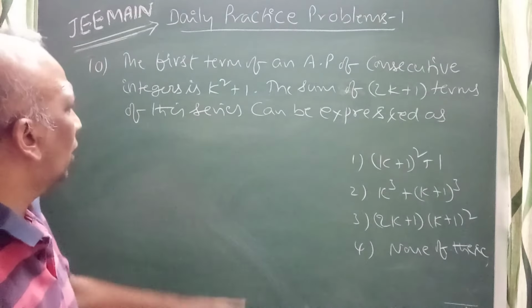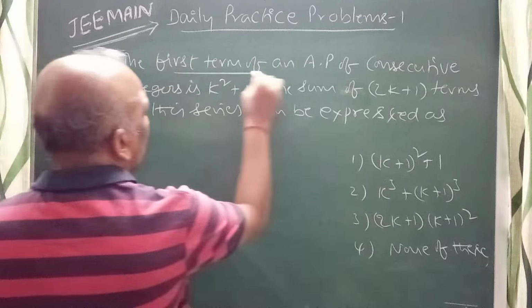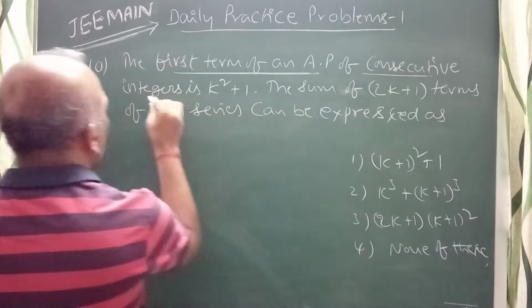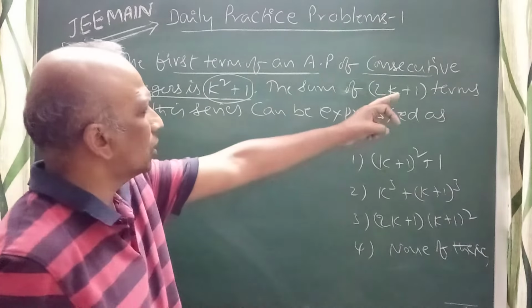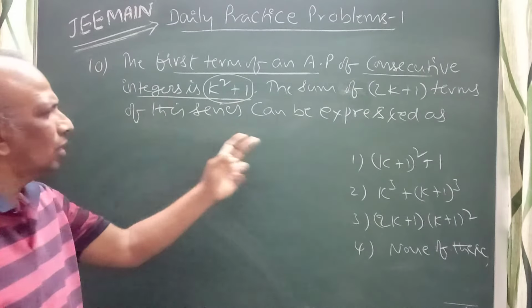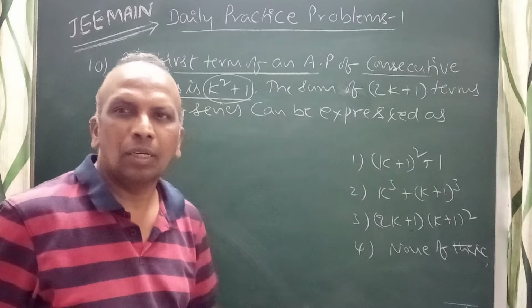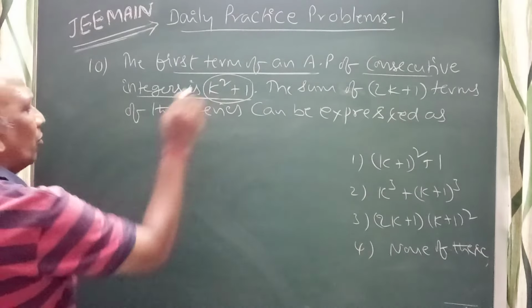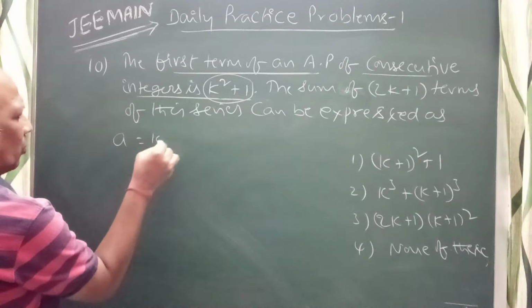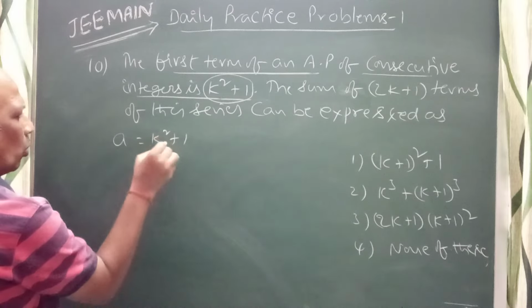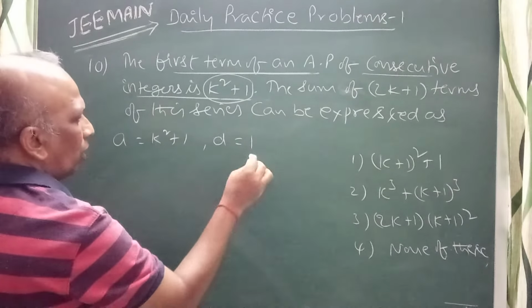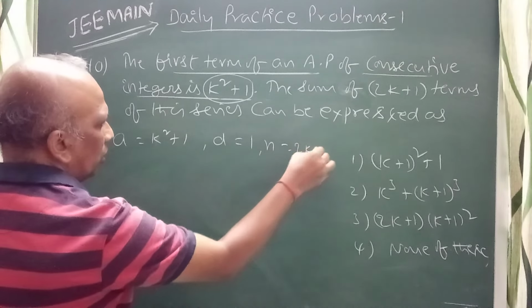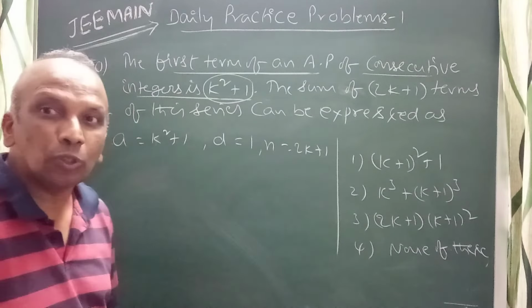So in this problem they are asking: the first term of an AP of consecutive integers is k square plus 1. The sum of 2k plus 1 terms of the series can be expressed as, a simple problem. The given first term, let it be a equal to k square plus 1. They are talking about consecutive integers, which means common difference is 1. Number of terms n is equal to 2k plus 1. They are asking the sum of those terms.